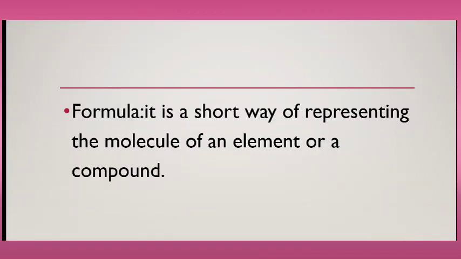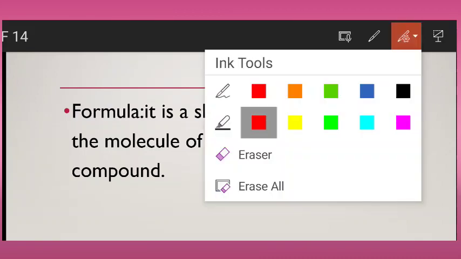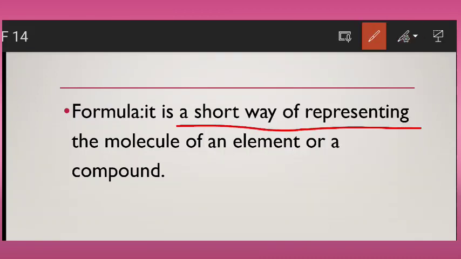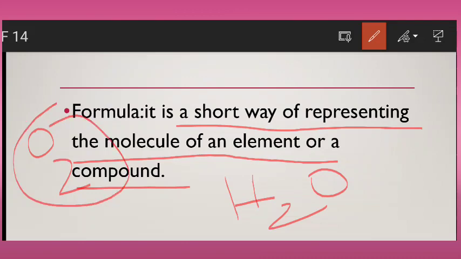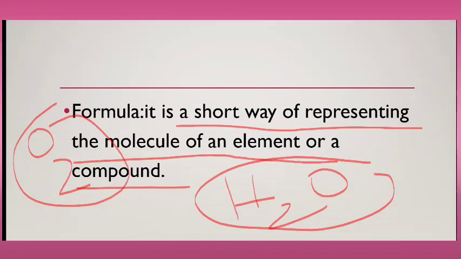Okay. Now next is formula. It is a short way of representing the molecule of an element or a compound. Like water we have to write. So how we write? H2O. This is the short way of representing the compound. When we have to write oxygen only, we write O2. This is the molecule. Clear? So this one is what? Molecule. And this one is what? Compound. Okay. Now next.